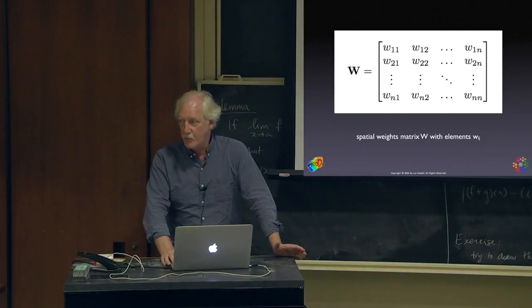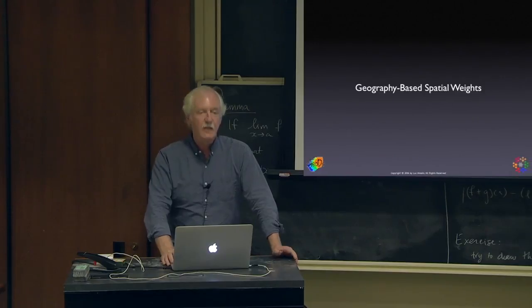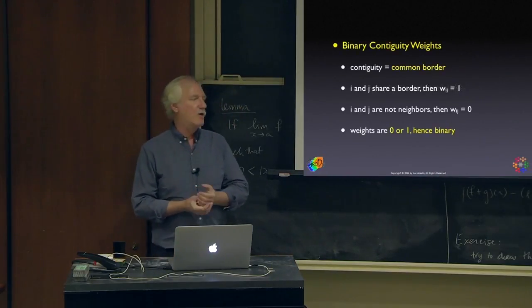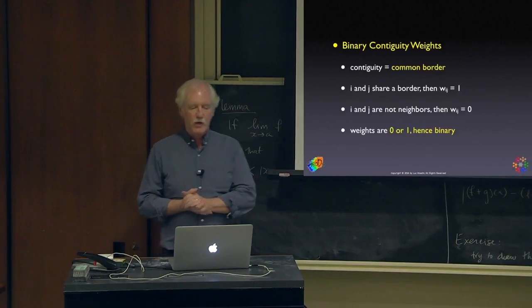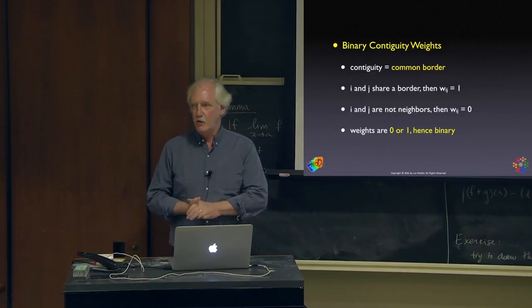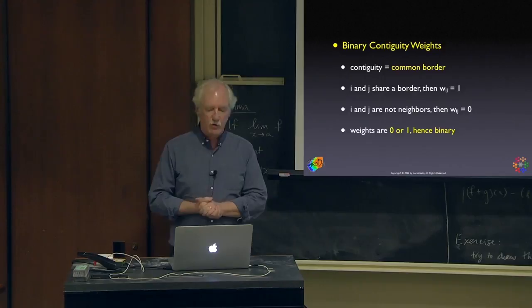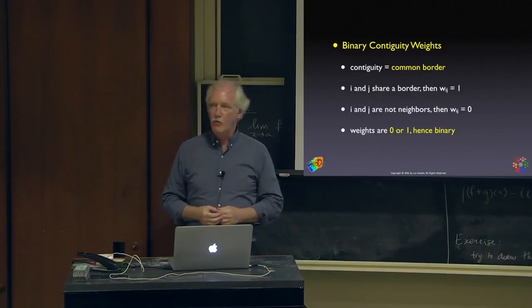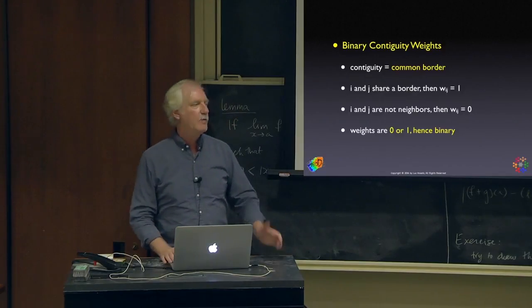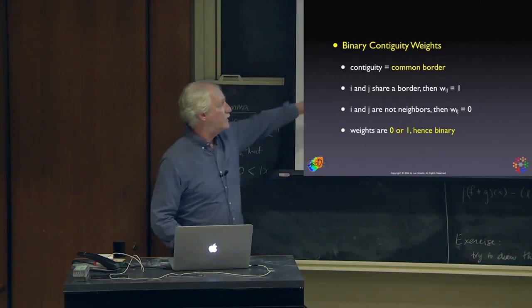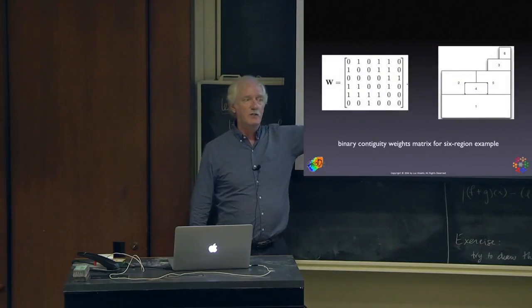So we have different kinds of weights matrices. The easiest ones to use, and the ones we'll be using in the lab, are based on common borders, distance, right? Contiguity is a term that means having a border in common. So if i and j share a border in common, we have a weight equal to 1. If they don't, 0. If we use 0, 1, we call them binary weights, right? So this is the weights matrix that corresponds to our example.